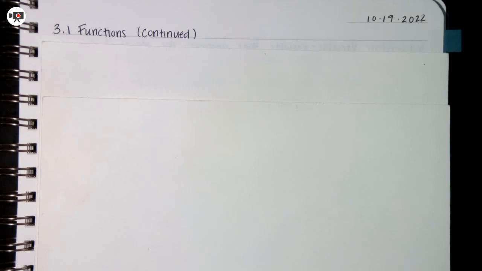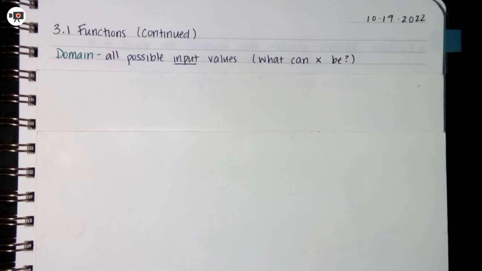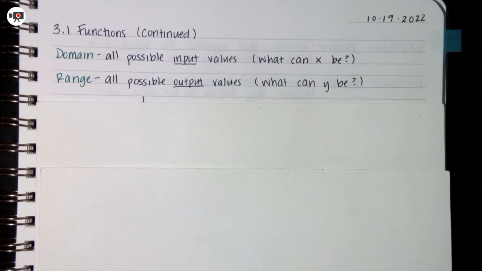This is 3.1, Functions, Part 2. So we have domain, and that is all the possible input values, which is what can x be? What values of x do I have in my function? And then we have y, which are all the possible output values, so what can y be? Range is what can y be.